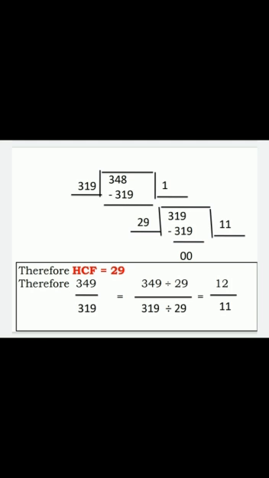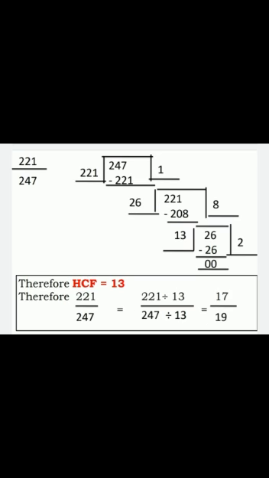Now 348 upon 319 is equal to 348 divided by 29 upon 319 divided by 29. So when 348 is divided by 29, you get 12, and when you divide 319 by 29, you get 11. So when you reduce the fraction 348 upon 319, you get 12 upon 11. Now reduce 221 upon 247.